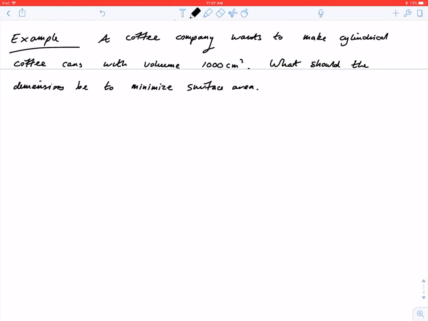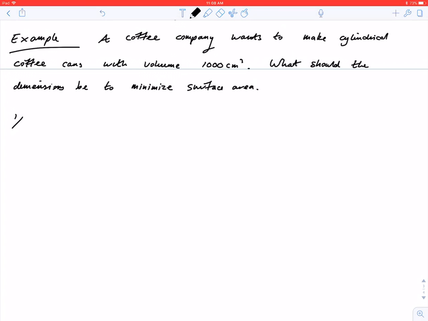So that's an important question for obvious reasons. If you are making a lot of stuff, you want to do it in the most efficient way possible. There are lots of different shapes which have a volume of 1,000 centimeters cubed. You want to do it in such a way that you're using the least possible materials, which boils down to using the minimum possible surface area. This is a really important question. So let's go through it piece by piece.